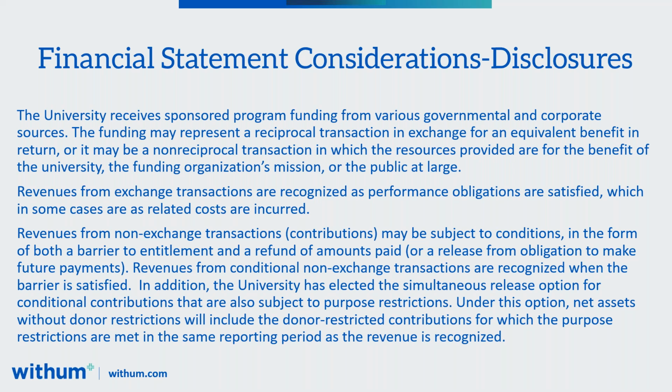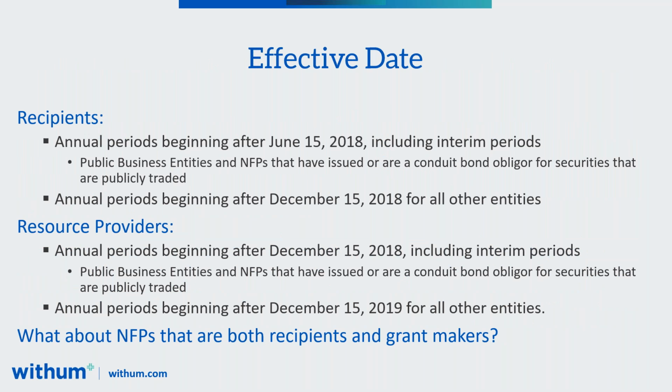But do take a look at that. I think you may find that helpful. And then the effective date on the next slide. For recipients, it's pretty much effective December 31st, 2019. If you're a junior end, it would be June 30th, 2020. If you're a resource provider, it's effective 12/31/20 year ends, or if you're a junior end, it'll be June 30th, 2021.